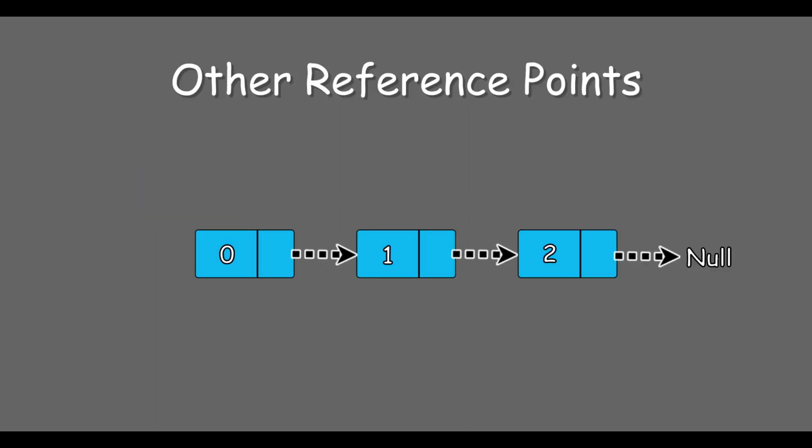Some additional references that are not required but may prove to be useful are the tail node. This node lets you access the last node from the list. And the middle node. This is located at the center of the list, but it is rarely used, at least in my experience.